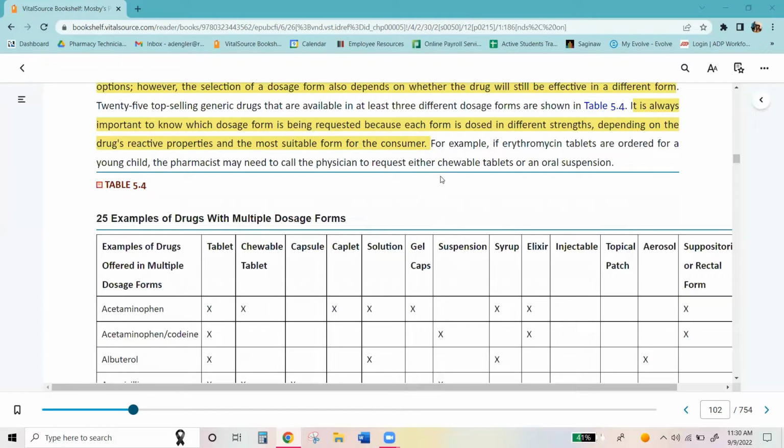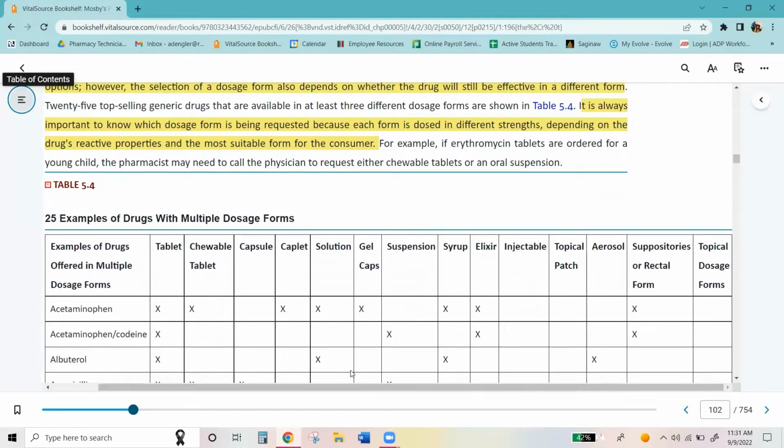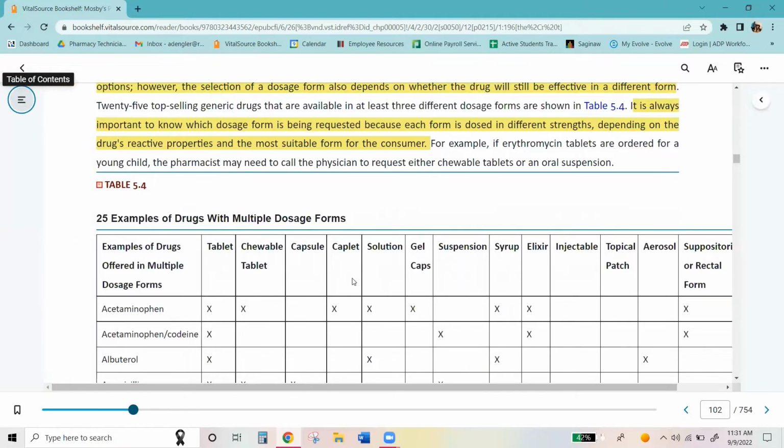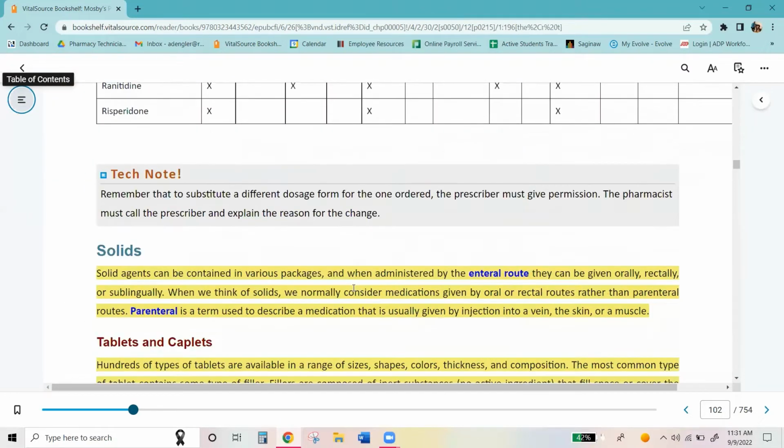Here is a list of 25 drugs that have multiple dosage forms. So wherever the X is, you can see all the different dosage forms. So the first one is acetaminophen, which is just normal Tylenol. And you can see there's quite a few different dosage forms. So you can review that chart.